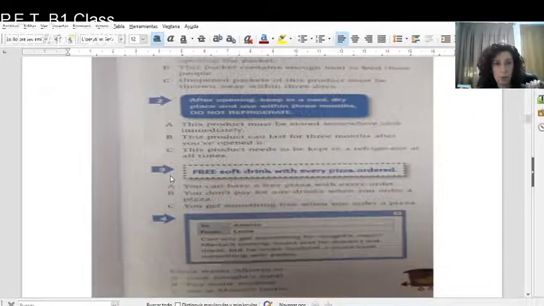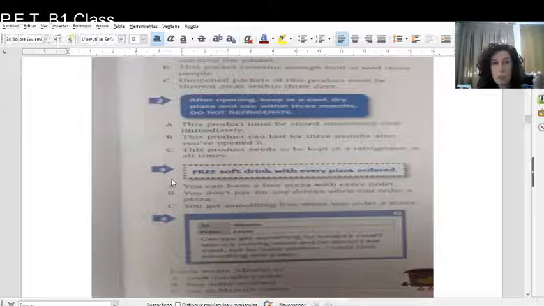Well, 3. Free soft drink with every pizza ordered. Soft drinks, remember, or fizzy drinks, Coca-Cola, Coke, Fanta, whatever. What does it mean? A. You can have a free pizza with every order. B. You don't pay for any drinks when you order a pizza. Or C. You get something free when you order a pizza.